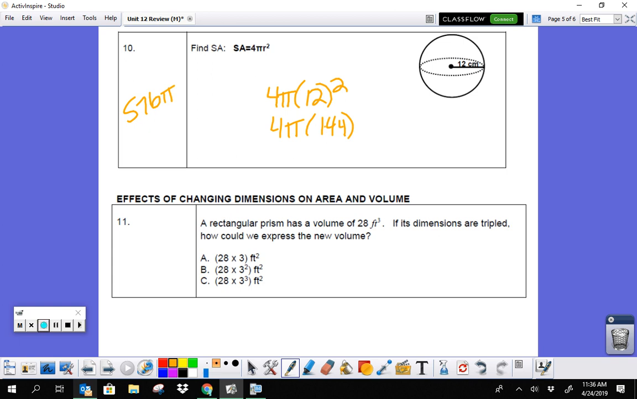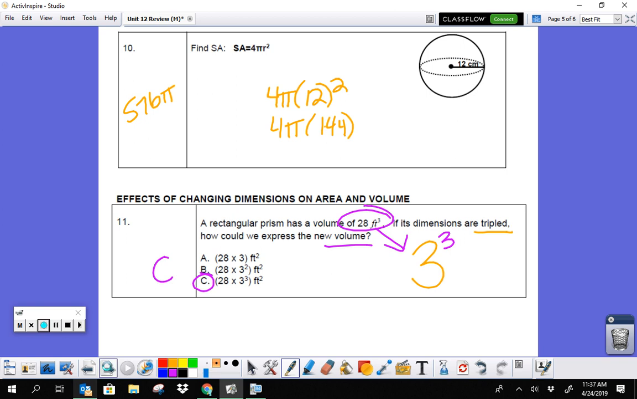Okay, number 11. A rectangular prism has a volume of 28 feet cubed. If its dimensions are tripled, how can we express the new volume? So with these dimensions changing problem, you want to establish what is your original scale factor. Well, if they're being tripled, my original scale factor is 3. Now I have to look, am I talking about area or volume? We're talking about volume. That means you're going to cube that scale factor. So if you look over here at the answers, what we would do is take the original volume and multiply it by 3 cubed. So that would be C.